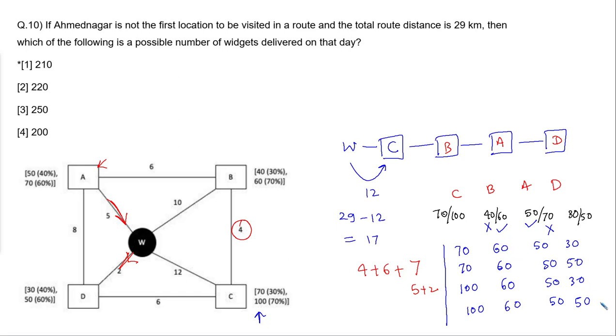So over here, this addition is going to be 260. This addition is going to be 240. This addition is equal to 230. And this addition is 210. You can see 210 is the only option which is one among these 4 numbers. So this is how we can solve this set.